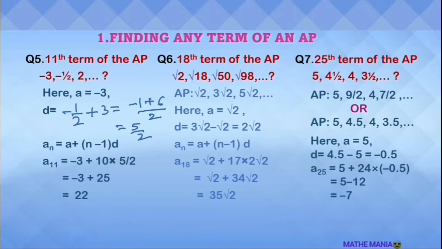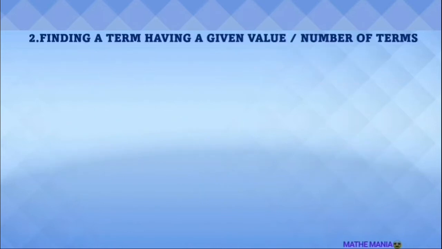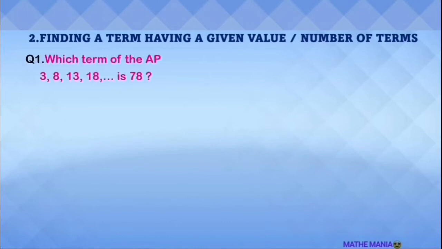Now we move on to the second type of question. In these questions, either you are given a value and you have to determine which term it is, or you have to find out the number of terms in a given AP. In that case, the AP will be a finite AP. Let's consider this example. You have to find out which term is 78. As I said in the beginning, all the types of questions have the same method. We'll start by considering that the nth term is 78 and then we will find the value of n. So let the nth term be 78.